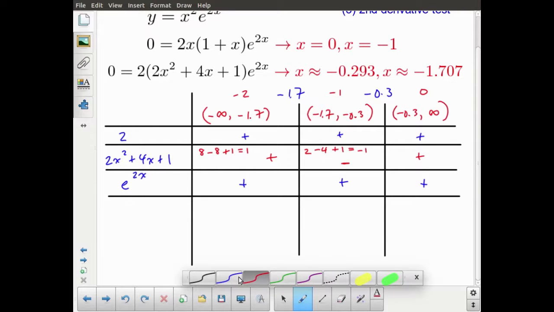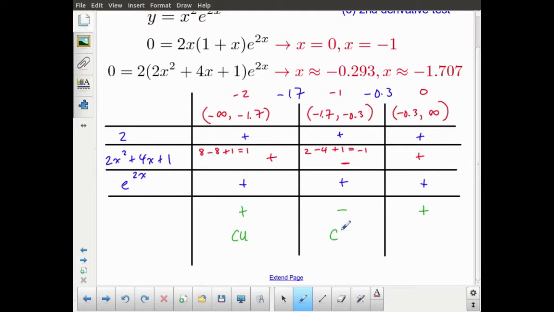So our results here are plus, plus, and plus, that's going to be positive. Plus, minus, and plus, that's going to be negative. And plus, plus, plus, that's going to be positive. So what does this tell me about the shape of my graph? Positive means it is concave up, negative means it is concave down, and positive means it is concave up.